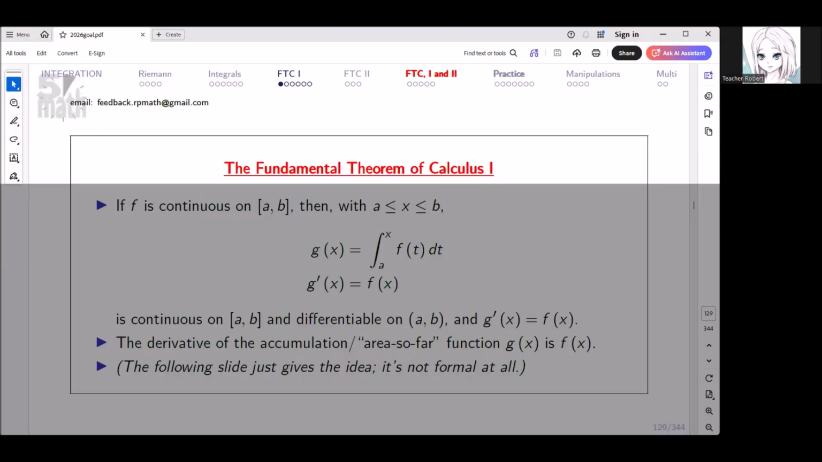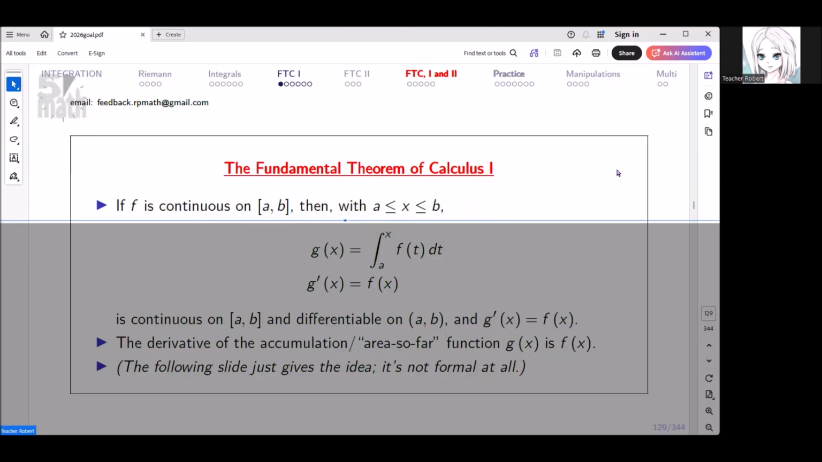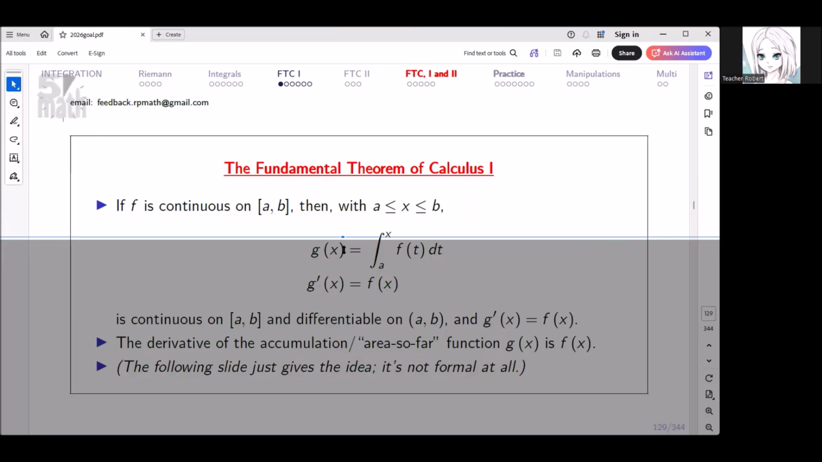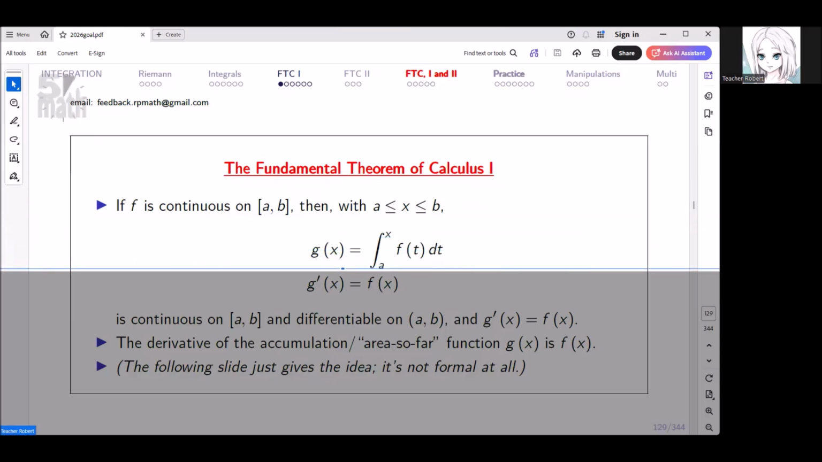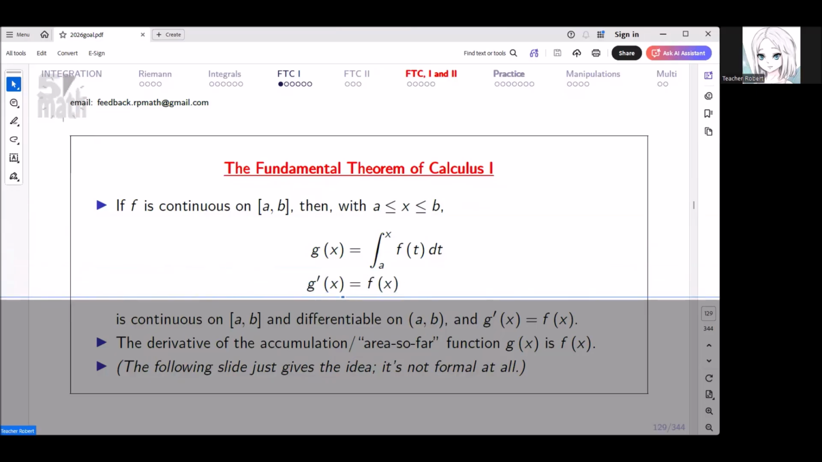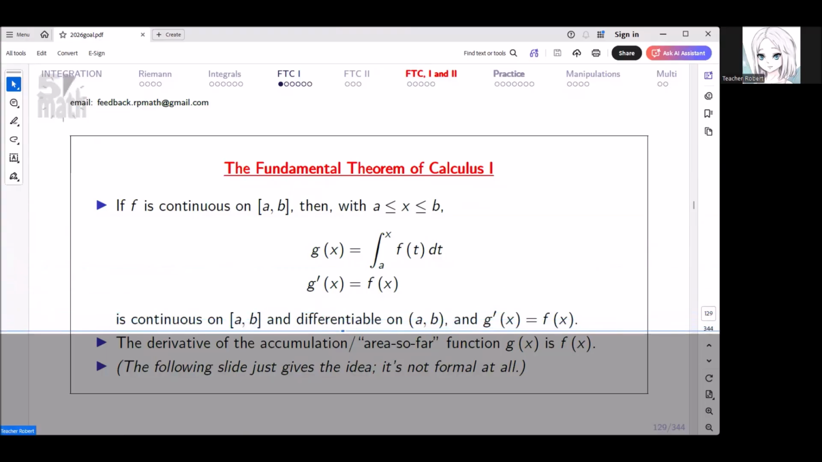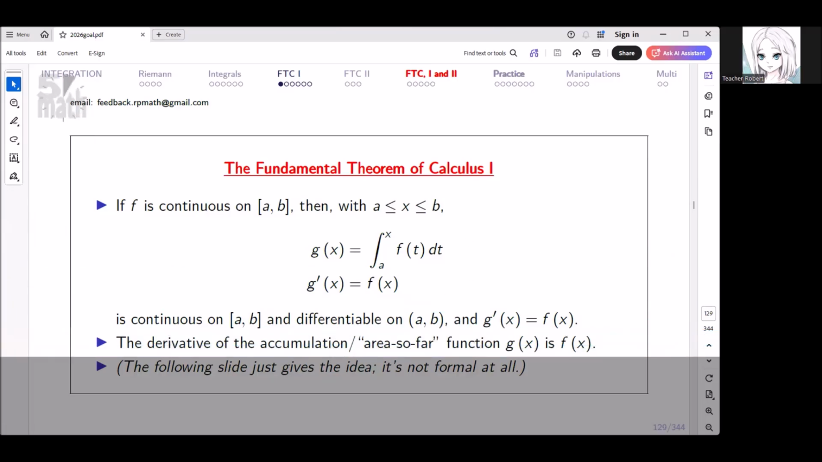The fundamental theorem of calculus 1. If f is continuous on closed interval ab, then with a less than equal to x less than equal to b, g of x equals integral from a to x f of t dt is continuous on closed interval ab and differentiable on open interval ab, and g prime of x equals f of x. The derivative of the accumulation, area so far, function g of x is f of x.